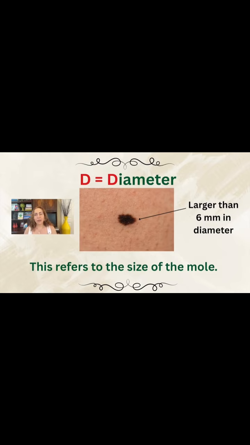But here's something important. Melanomas can be smaller than 6 millimeters, especially in early stages. In fact, the smallest melanoma that I diagnosed at my clinic was 1 millimeter, which was literally a dot. So size alone isn't diagnostic, but when combined with asymmetry, irregular borders, or color variation, a larger diameter raises concern.